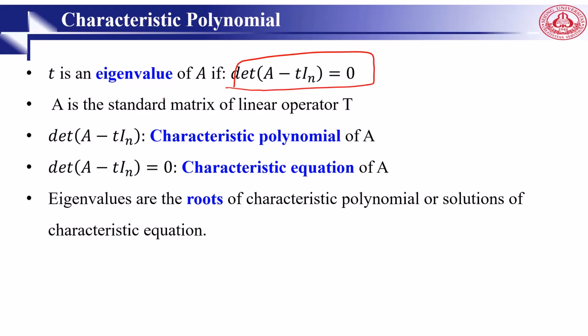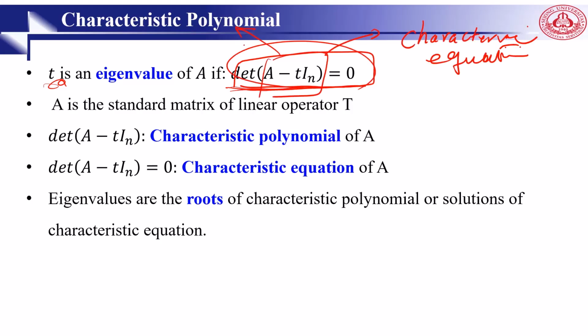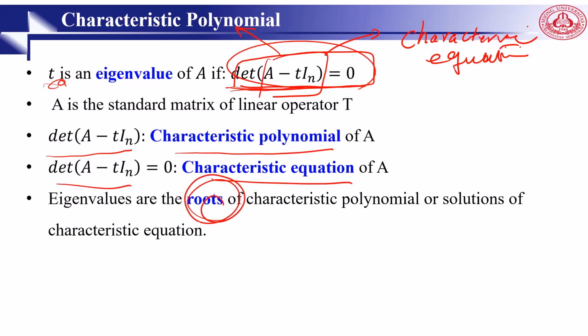If you want to find the characteristic polynomial, and if T is an eigenvalue, then we solve the determinant of A minus TI, where I is an identity matrix, equal to 0. So we represent it in this way. The eigenvalues of matrix A are the roots of the characteristic polynomial, right? We call this the characteristic polynomial, and this one the characteristic equation. Then we solve this and find the roots. The roots are the eigenvalues.